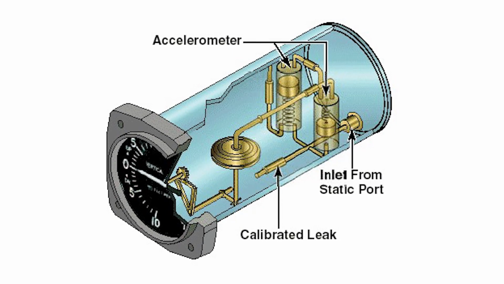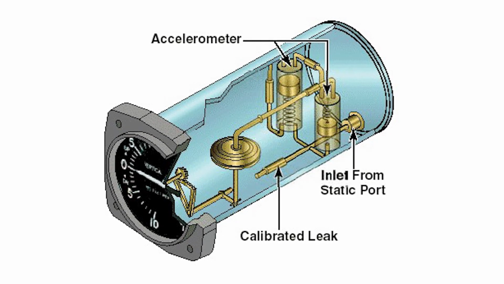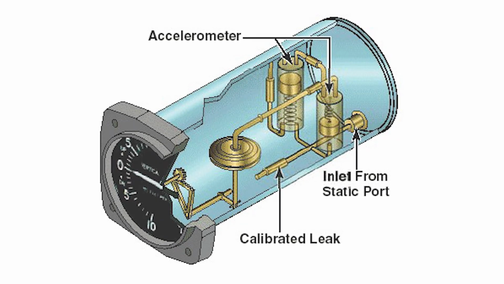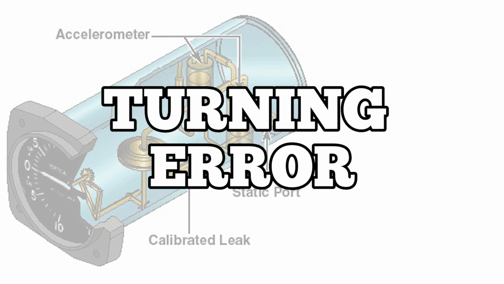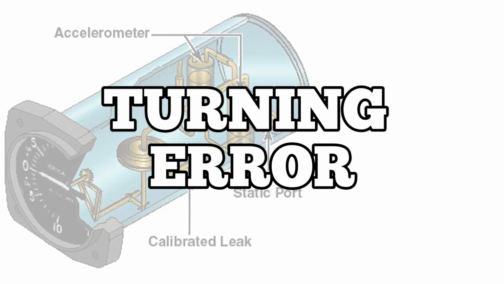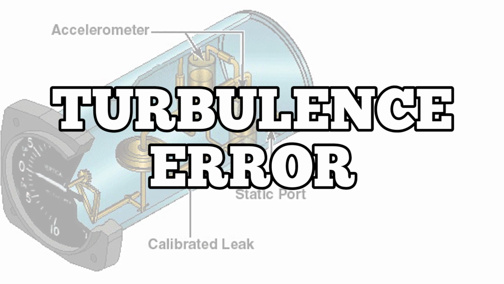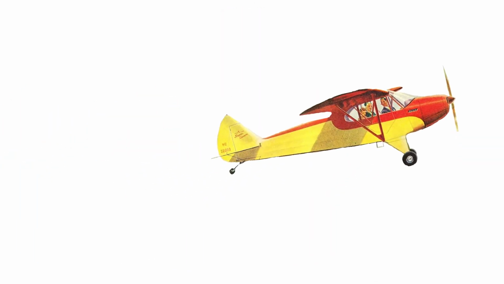But the instantaneous vertical speed indicator is not perfect. It comes with some errors too, just like the turning error and the turbulence error. In turning error, the VSI may indicate a slight climb when turning, while in the turbulence error, the VSI may fluctuate up and down during the turbulence.